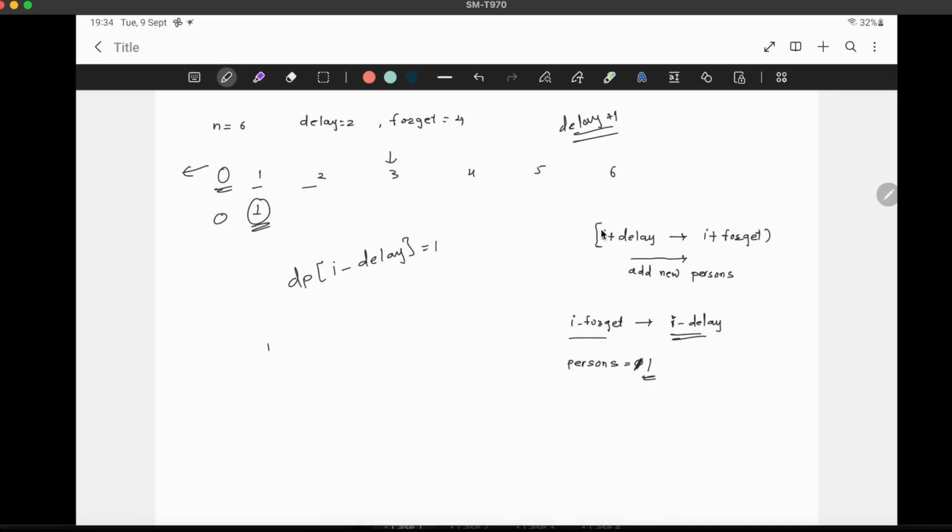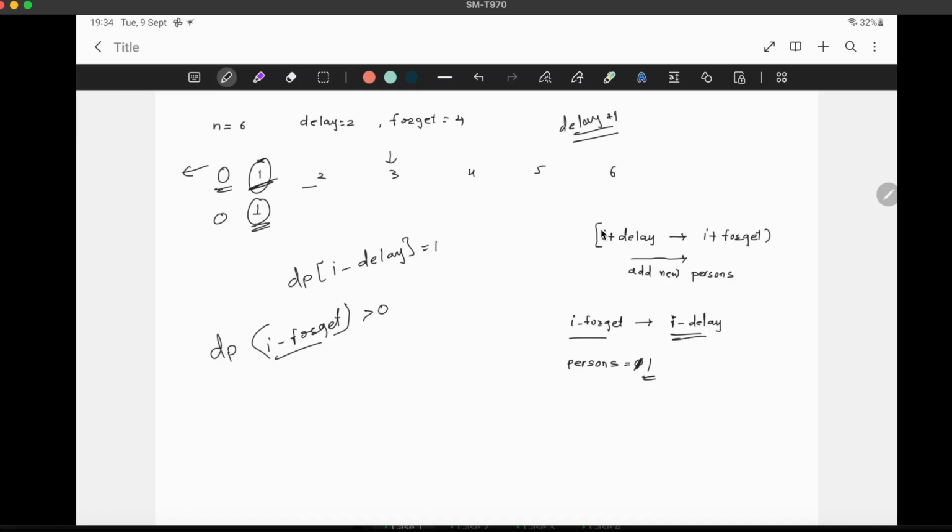We will simply check whether I minus forget is actually greater than 0, because from the first index onwards, people know the idea and will keep on forgetting things going ahead. That is something we have to consider. I minus forget should be greater than 0, since these are indices. So I minus forget should be pointing to this first index, and that person will forget going ahead.